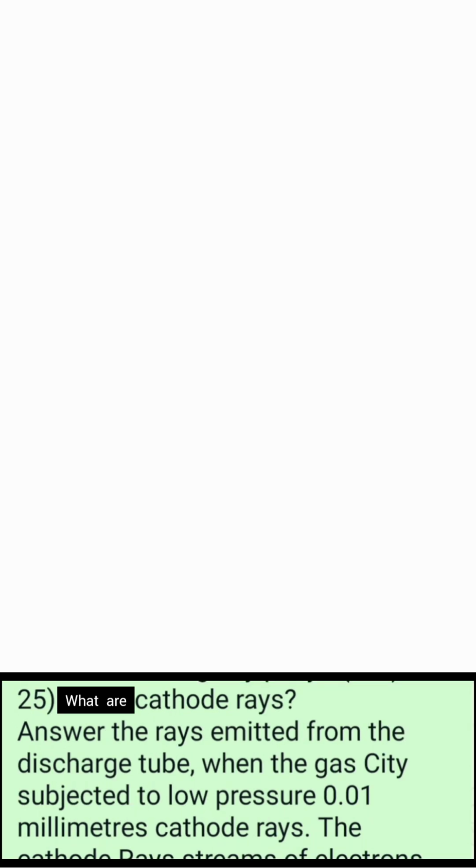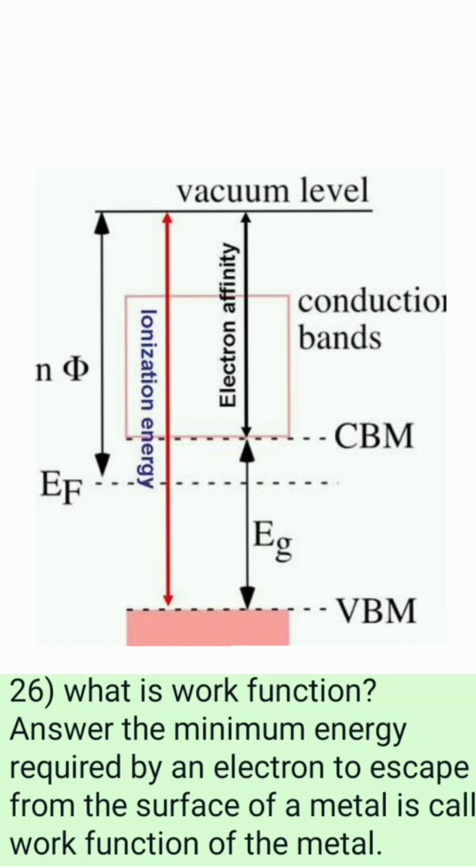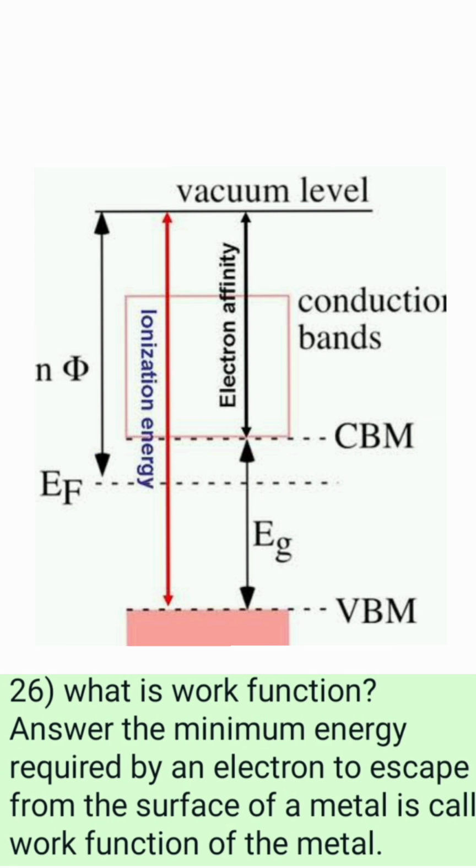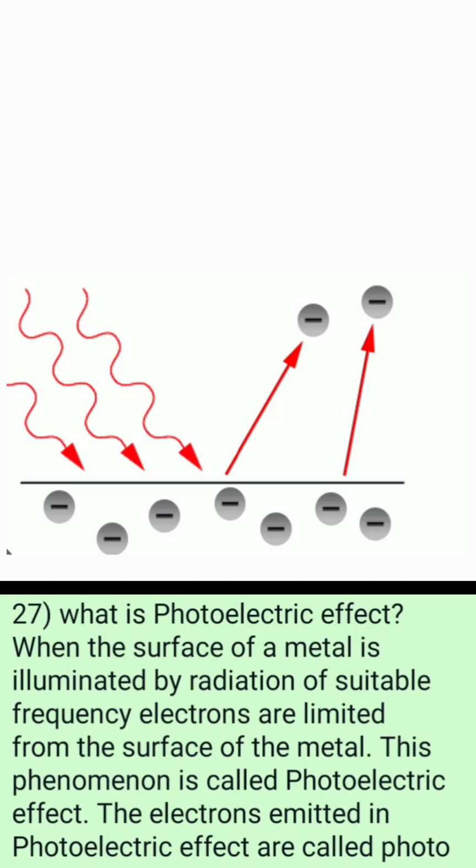26. What are cathode rays? Answer: the rays emitted from the discharge tube when the gas is subjected to low pressure, about 0.01 mm, are called cathode rays. Cathode rays are streams of electrons. 27. What is work function? Answer: the minimum energy required by an electron to escape from the surface of a metal is called the work function of the metal.